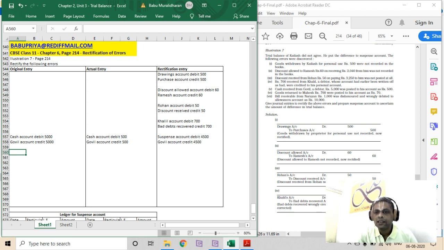It's mentioned here: posted to his account as rupees 500. It means that cash received is accounted correctly. So that is the reason we are taking the balance to suspense account. So suspense account debit 4,500, Govil account credit 4,500.